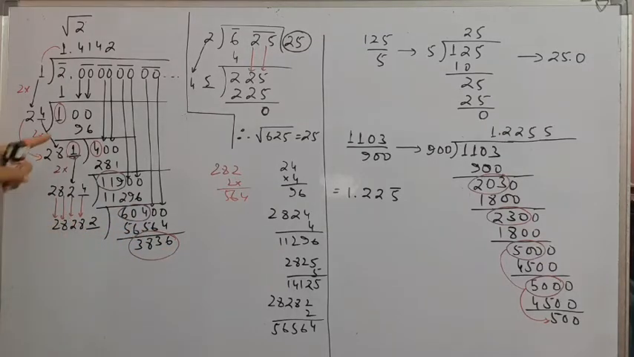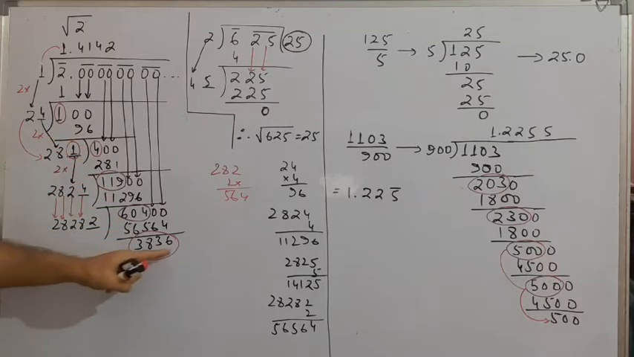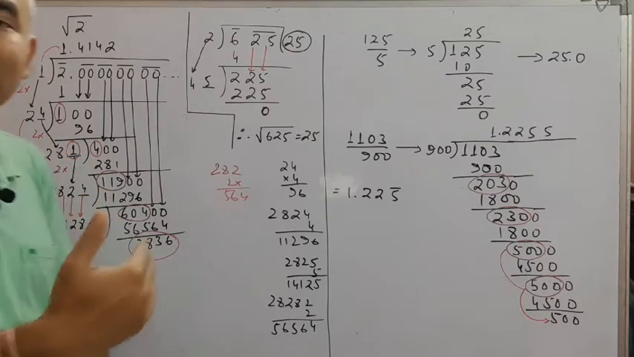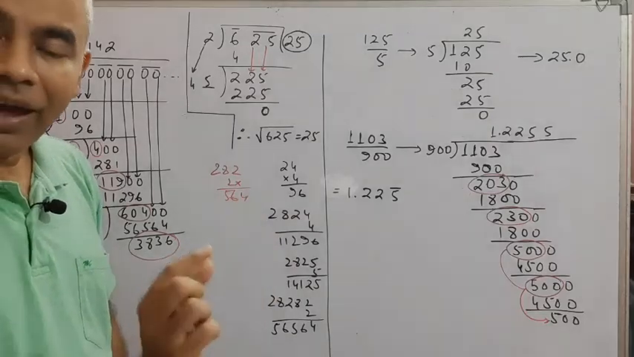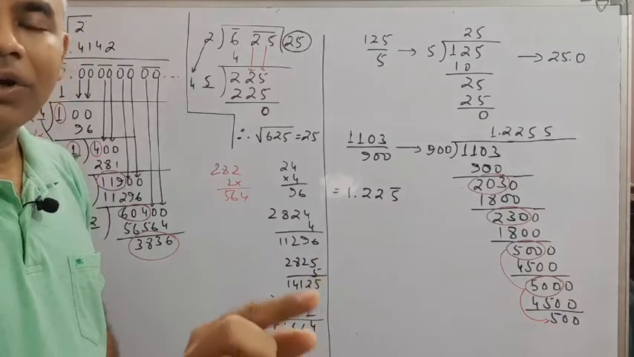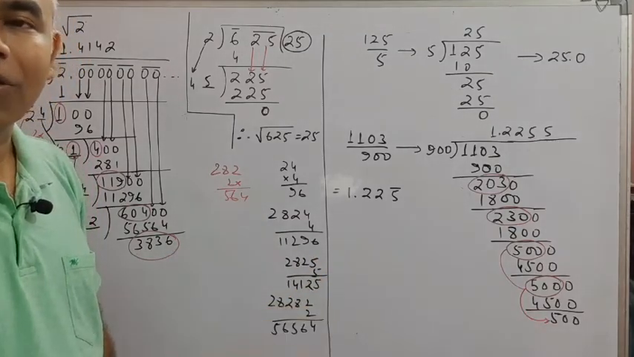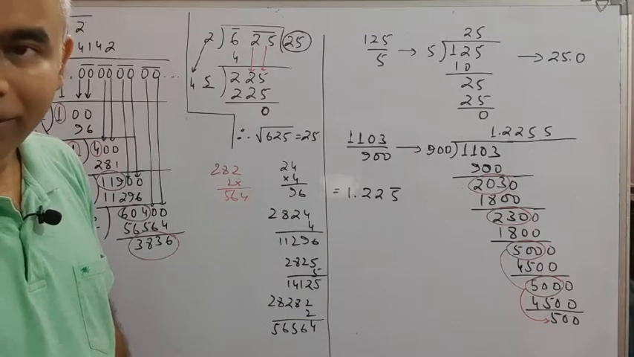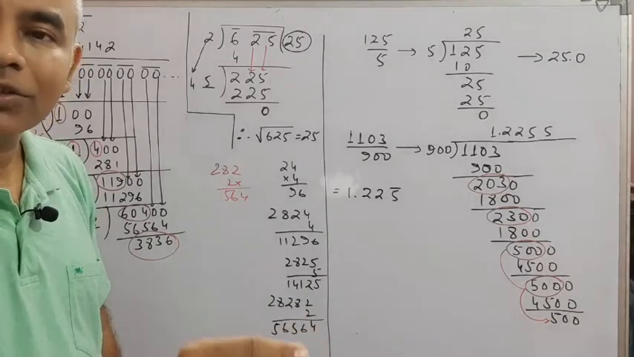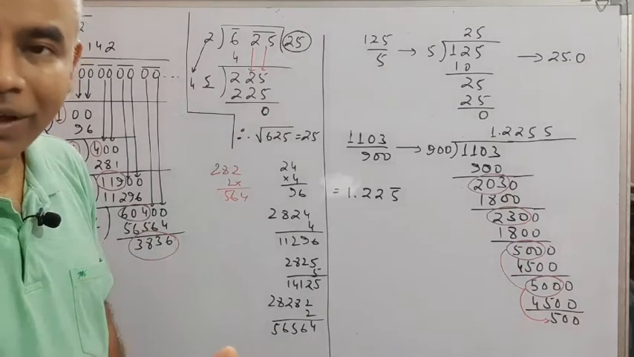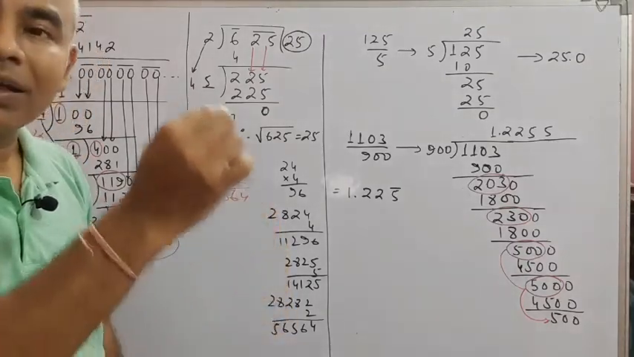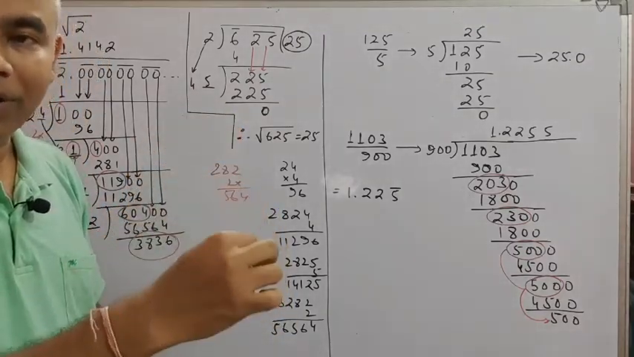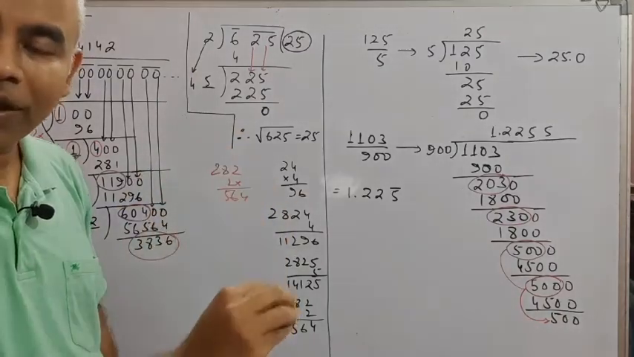Because if I see the remainders here, remainders are continuously increasing. Remainders 1, 4, 119, 604, 3836. So remainder is continuously increasing. As it is continuously increasing, I have no chance of getting 0 as remainder. As I have no chance of getting 0 as remainder, that means this decimal will never terminate. This division process will never come to an end.